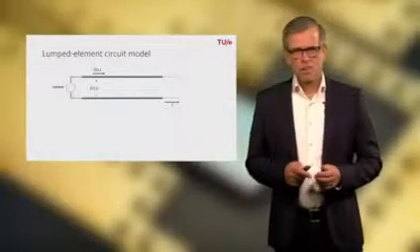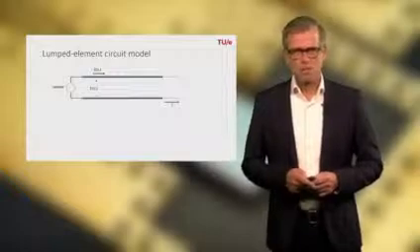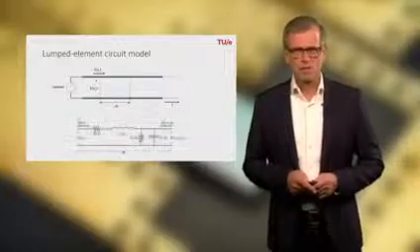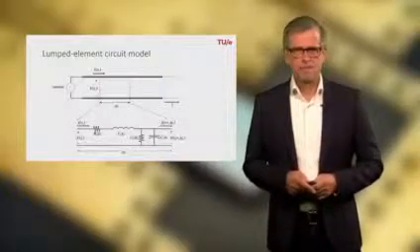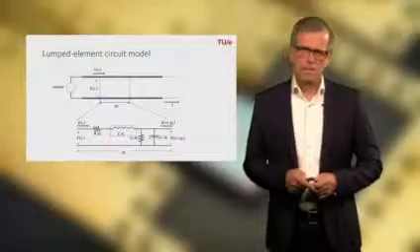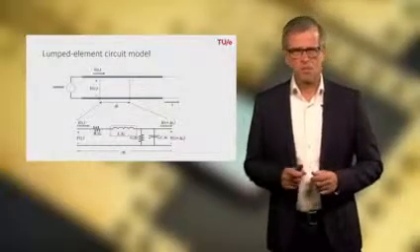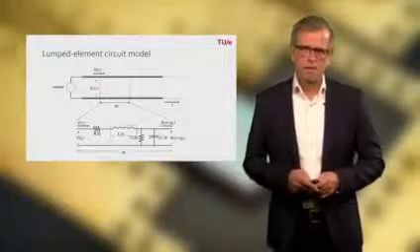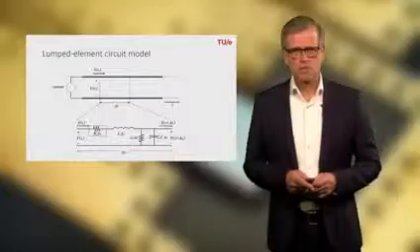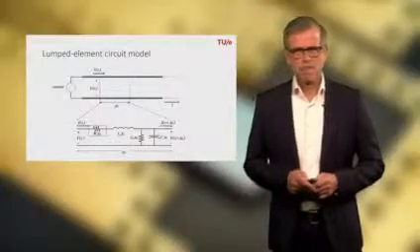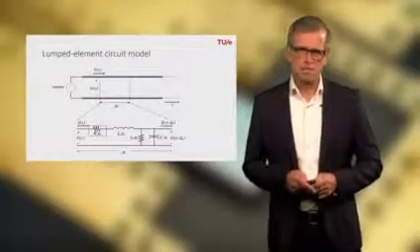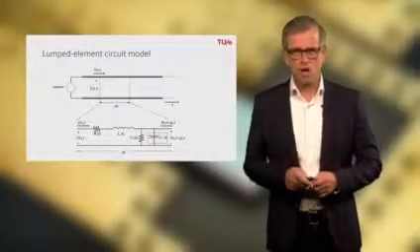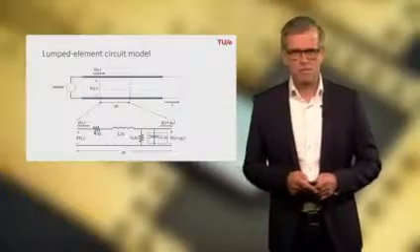A possible implementation of that could be the following circuit. Let's consider this small piece of length delta Z. The circuit could look like this. Why? Well, it accounts for the length of the piece by including a series inductance. It accounts for losses that you might have in the metal, so it's represented by a series resistance. It accounts for the capacitance between the top and the bottom wire, and that's represented by a shunt capacitance.